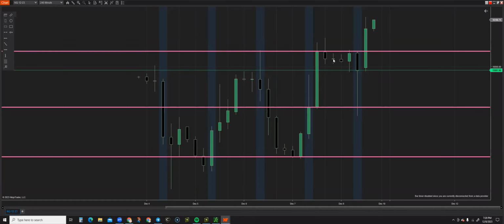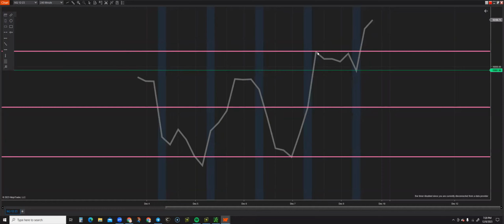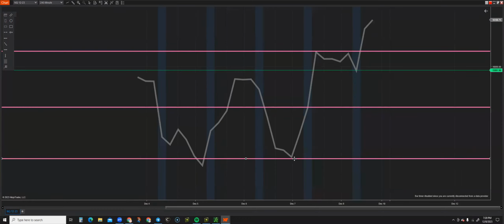Now, some people ask about the wick high or not. I'm so used to seeing it at the close. That is what's important: where did it close?